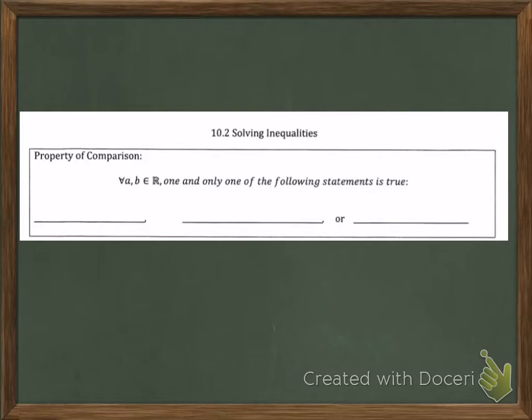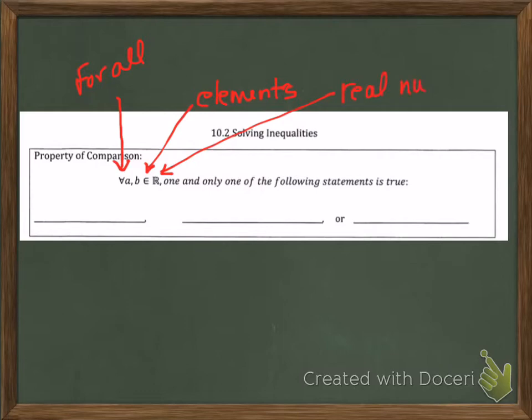The first statement that we have here is called the property of comparison. And we have some symbols that I want to describe for you. That first little symbol, that's an upside down A, that stands for the phrase "for all." And then we have A and B, just variables standing for numbers. And then the little E, "elements of." And then that one you should know, the real number system. So the real numbers.